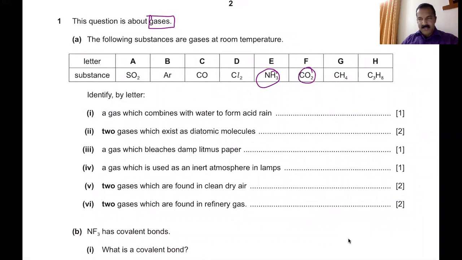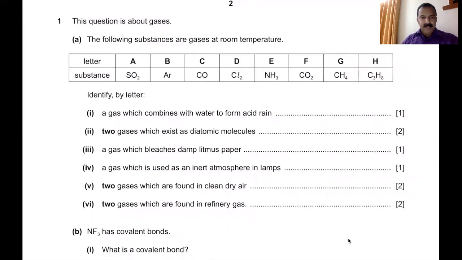When we read about these gases, probably you have something in your mind. The last two are hydrocarbons. Just keep that in mind. Then identify by letter. You're supposed to write the letter. They don't even mind if you write the correct answer by formula, but they're expecting you to write the letter A, B, C, D for that.